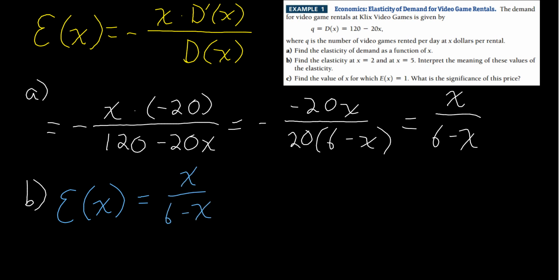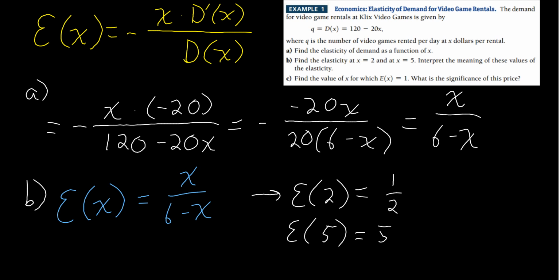Okay, and if we wanted to find E of 2, we can do this in our head. 2 over 6 minus 2, which is 4. So 2 over 4 is 1/2. And then E of 5 would be just equal to 5.